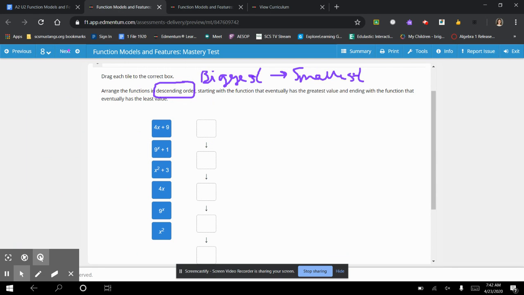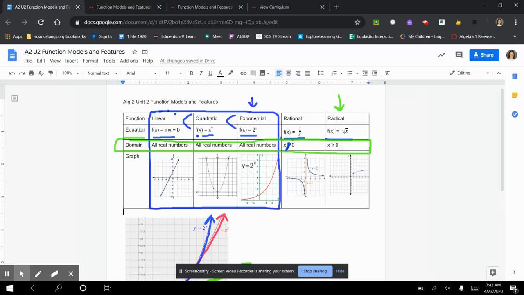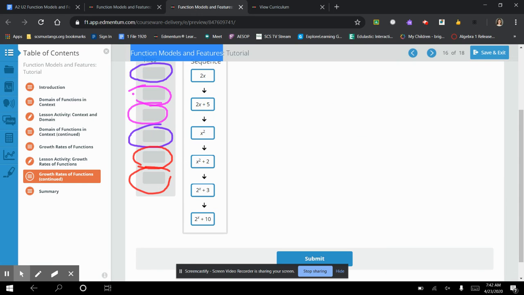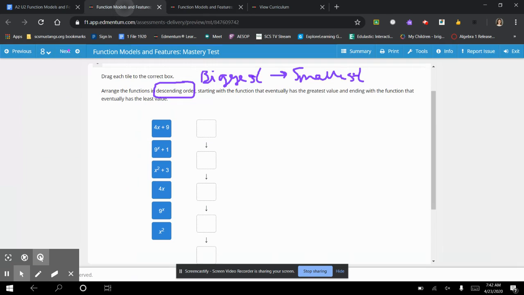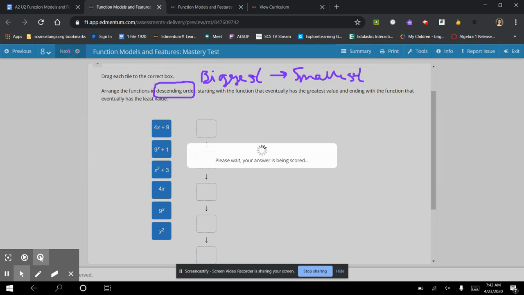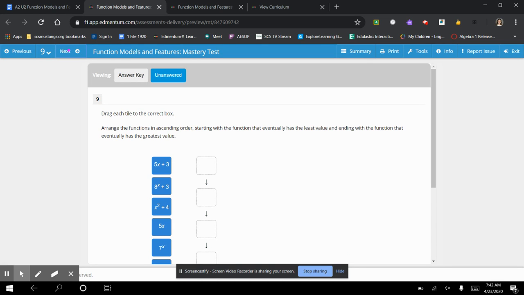So with this one, you're going to do the same exact thing, except you're going to be looking for your biggest function. So you're going to be looking to start with your exponential and find the value of that exponential that is the biggest. So you would want to start with this one, you would want to start with plus 10 and then do plus 3 next if you were looking for biggest to smallest. All right, looking at 9. 9 is going to be the same exact thing, except they've switched up the vocabulary and they're looking for ascending order instead. So this is the smallest to largest that I was telling you about.